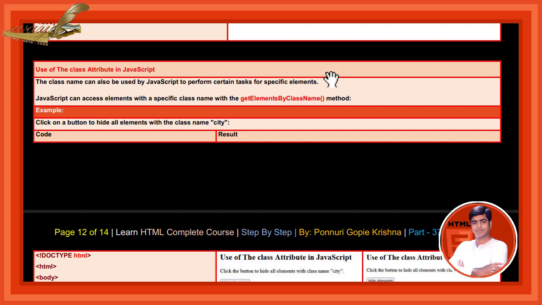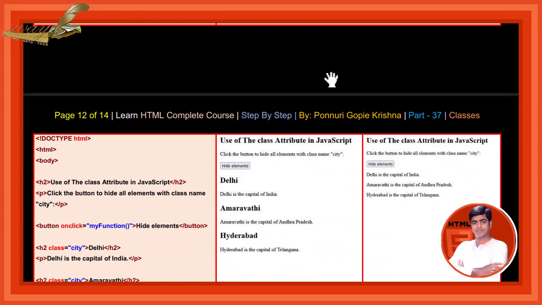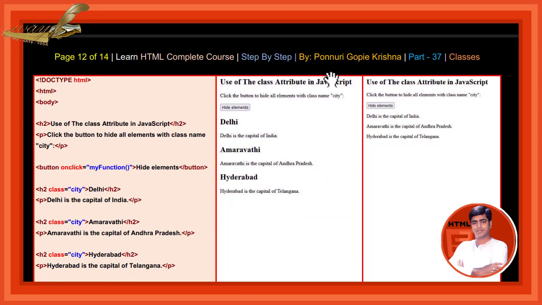Use the class attribute in JavaScript. The class name can also be used by JavaScript to perform certain tasks for specific elements. JavaScript can access elements with a specific class name with the getElementsByClassName method. Click on a button to hide all elements with the class name city. See the example result. See here, use the class attribute in JavaScript. Click the button to hide all elements with the class name city.